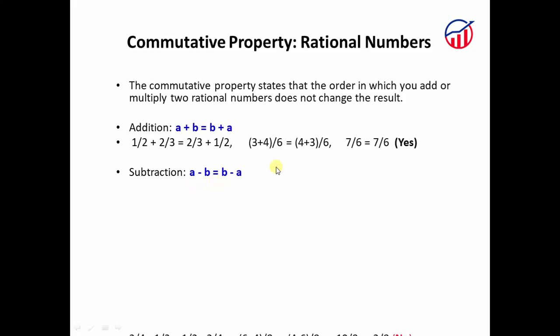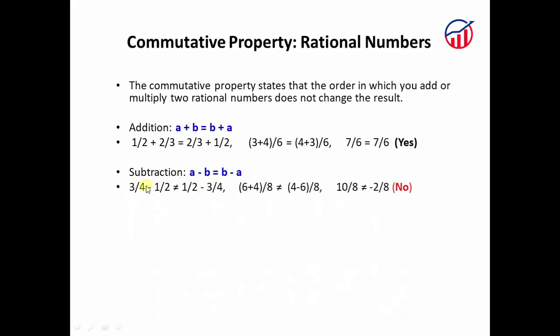a minus b is not equal to b minus a. So let's check this example. 3 upon 4 minus half on the LHS and half minus 3 upon 4 on the RHS. So when you solve this further, you'll have 6 plus 4 divided by 8 on the LHS, and 4 minus 6 upon 8 on the RHS. So 10 upon 8, which is not equal to negative 2 upon 8. Of course you can divide it further and you get 5 upon 4 and negative 1 upon 4.